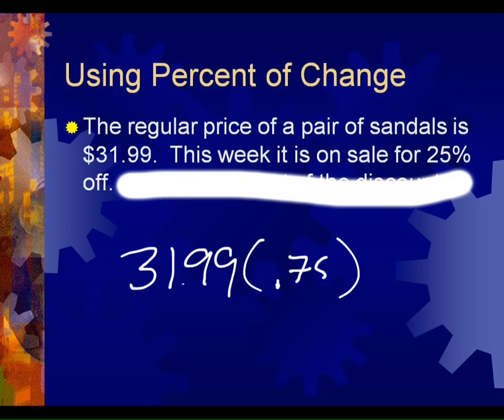So if you take that times 0.75, that's how much you're going to be paying for them, right? You're not paying 100% of the cost. You're paying 75% of the cost. So you punch $31.99 times 0.75 in your calculator. You're paying about $23.99 for that pair of sandals. So that's another way. You could have just subtracted that $7.99. And again, I rounded, so they're not going to be exact. So that's how we find that. Let's look at one or two more of those.